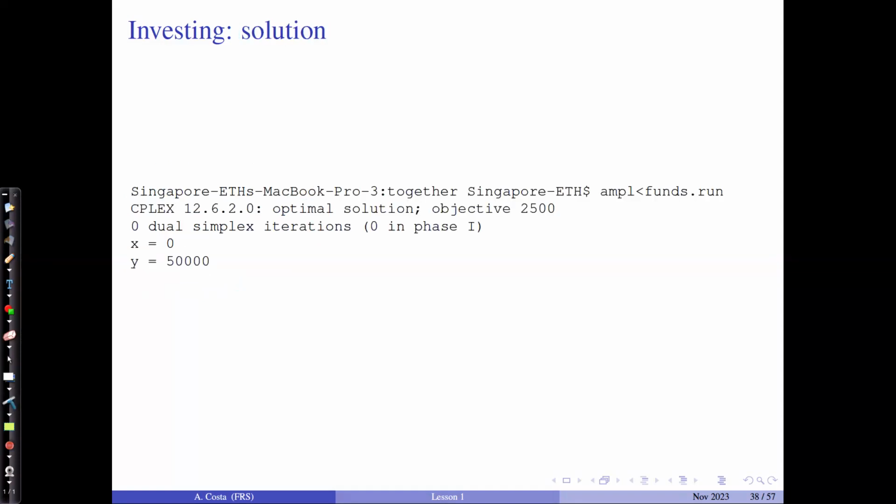And when we solve the problem, yes, we see what we expected. We don't put anything on the fund giving 4.5%. We put everything on the other fund. And the objective, that is the return, is 2,500. So it's 5%. So this is what we expected. It means it's working as it should. Okay.